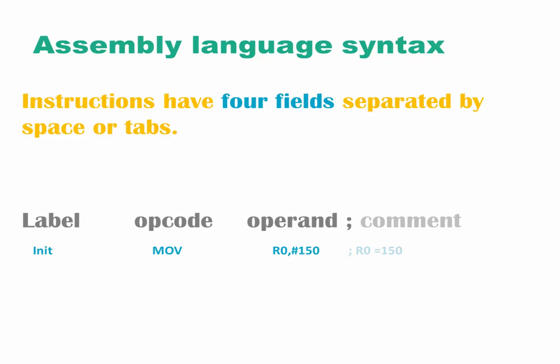And move here is an operation. We have so many operations, we'll talk about them. And the operand here is r0 150. What this does is it just puts the number 150 in the register r0. This is a very basic instruction.